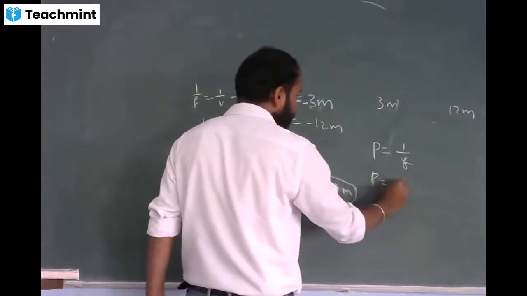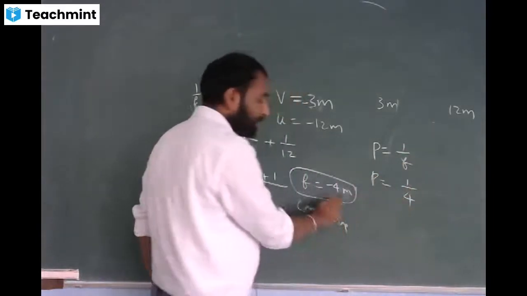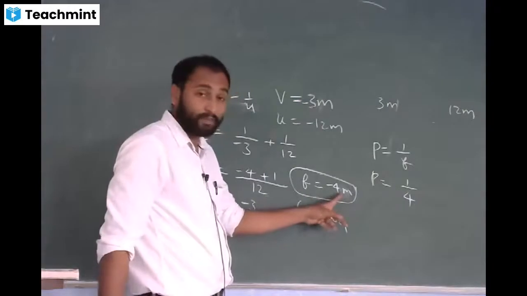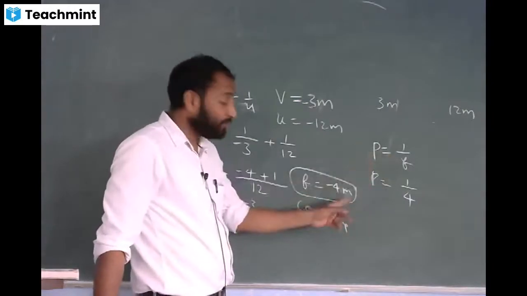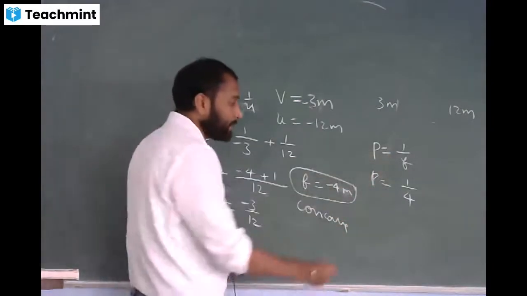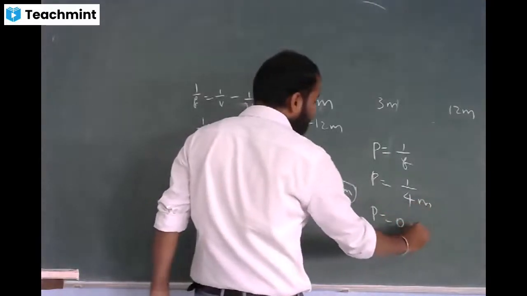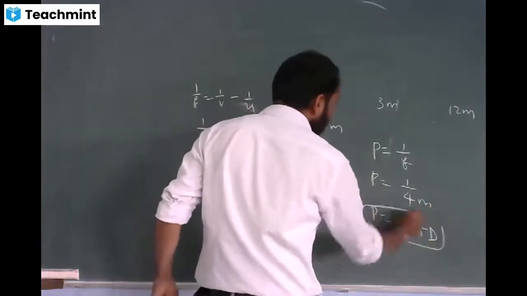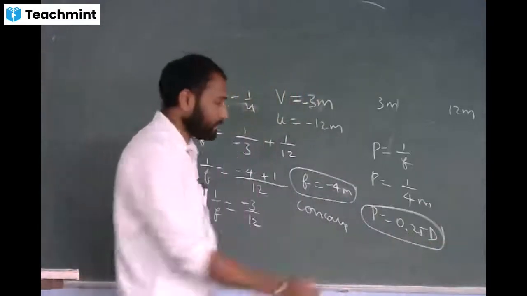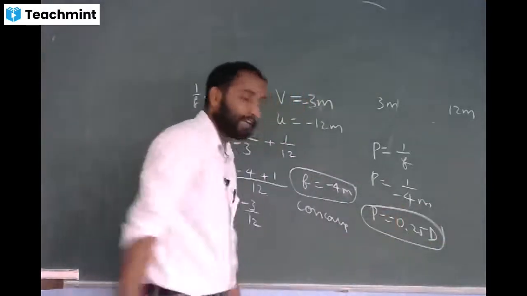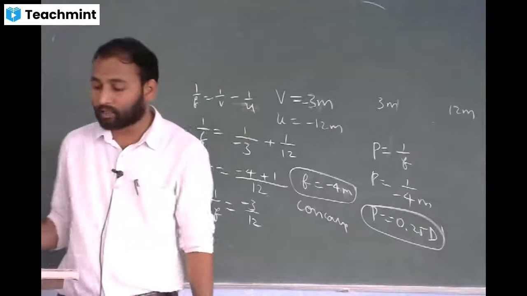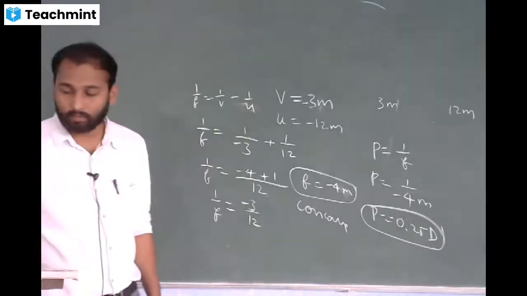P is equal to 1 divided by f. Since it is in meters, we have to take 1 by f. If it is in centimeters, we will take 100 by f. So 1 by minus 4 meters. 1 by 4 is 0.25 diopter. So the power of the lens is minus 0.25 diopter. Understood? Yes, sir.